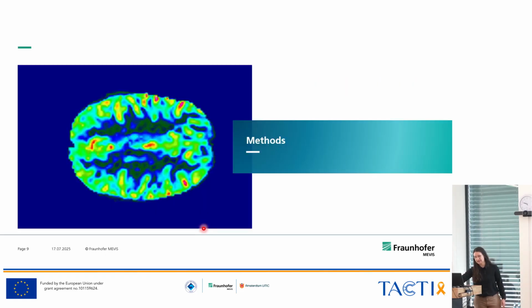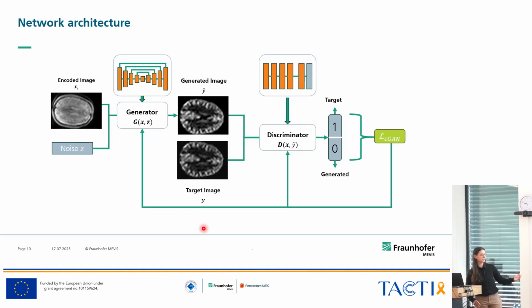For this, I implemented a conditional GAN network. A cGAN always consists of a generator, which generates images, and a discriminator, which discriminates images. And how does this work? The generator gets an input image, in this case the encoded image, and it generates an image of another modality, in this case, for example, CBF. And then the discriminator gets either a generated image or a ground truth image, and it has to decide whether the image it got was generated or ground truth.